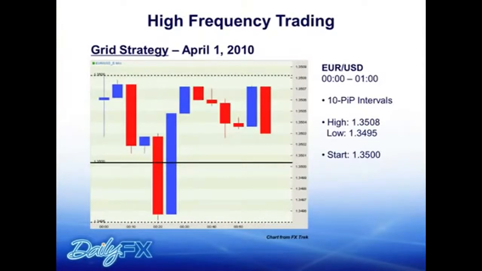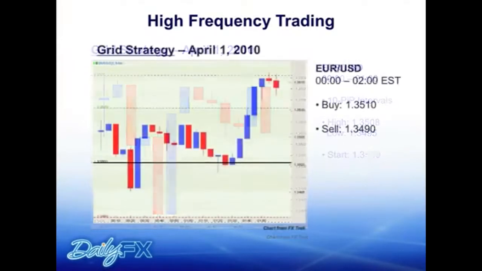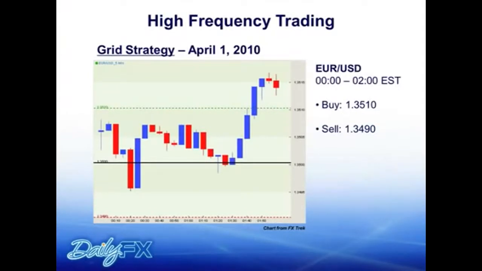So if I do see a break higher, and again, this is the first hour of trading, I'll look to buy in at 10 pips higher. But if I see a break below, I'll certainly set my target. So I'm starting at 135, and I set my entries 10 pips higher, 135.10, and my short entry at 134.90.